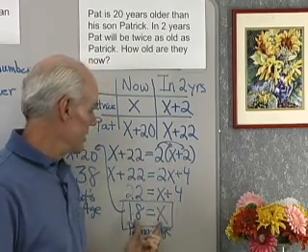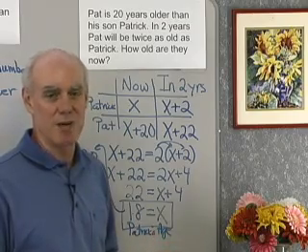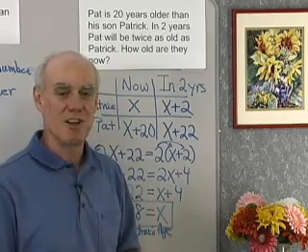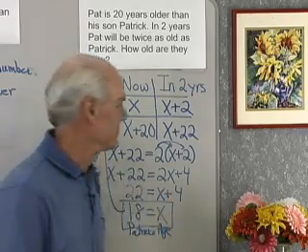Then it's just a matter of saying, okay, once we get that solution, x equals 18, what is it? In this case, it's Patrick's age. Add 20 to it, we end up with Pat's age. So one person is 38, the other person is 18. Let's go on and look at another problem.